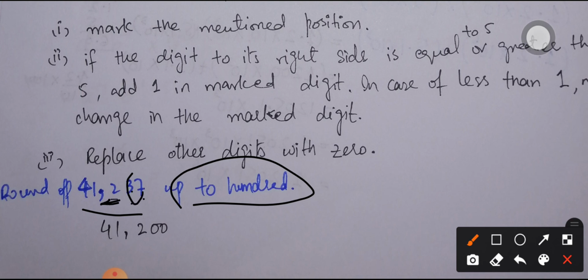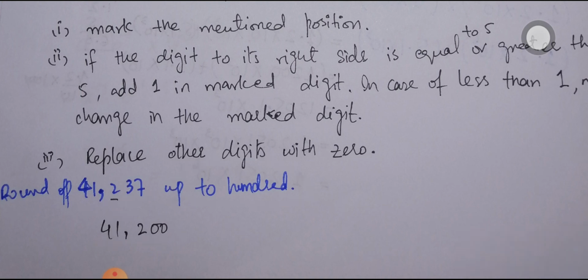Otherwise, if I have 5 or greater than 5 over here, then I must add 1 to 2, that is 3. So right now it will be the same 2, so 41 2, and we are left with two numbers, so those must be replaced with 0. So 41,200 is the rounding off value or the nearest value for this number.